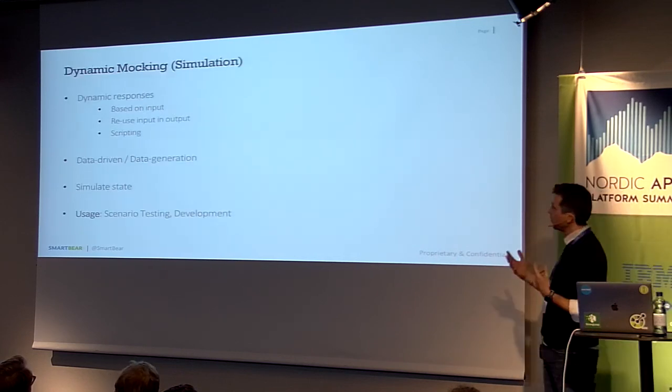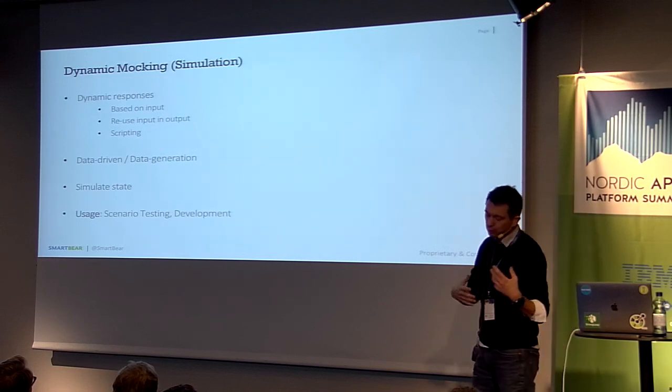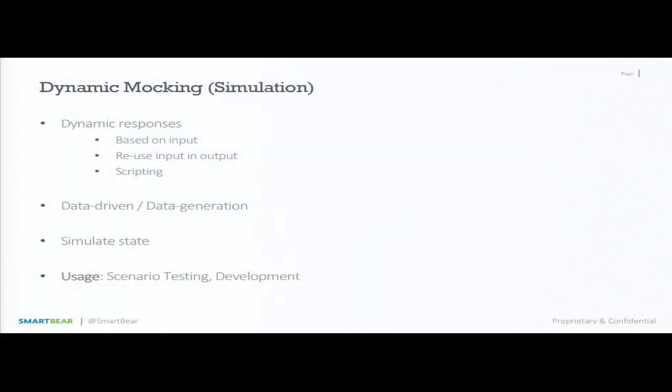Next step would be dynamic mocking or simulation. So here you go one step further. You want your mock not just to always return the same thing, but you want to actually have it be a little bit more intelligent. You want to return maybe different responses for different input. If I put in this search query parameter, I get this search response. If I put in invalid input, I get an actual error response, et cetera, et cetera. You might even want to use scripting to define those responses, depending on the choice of tool, of course.